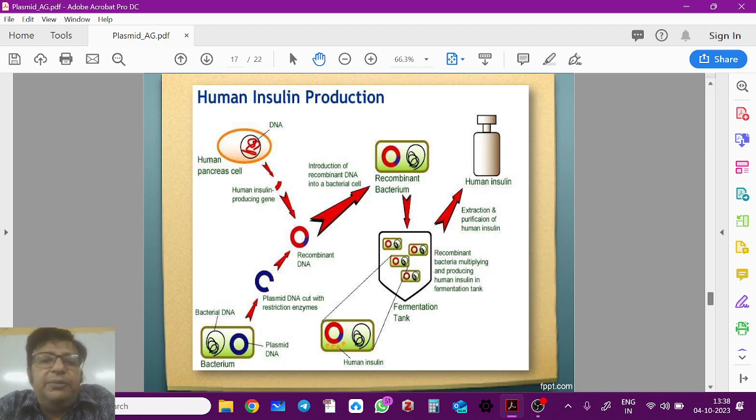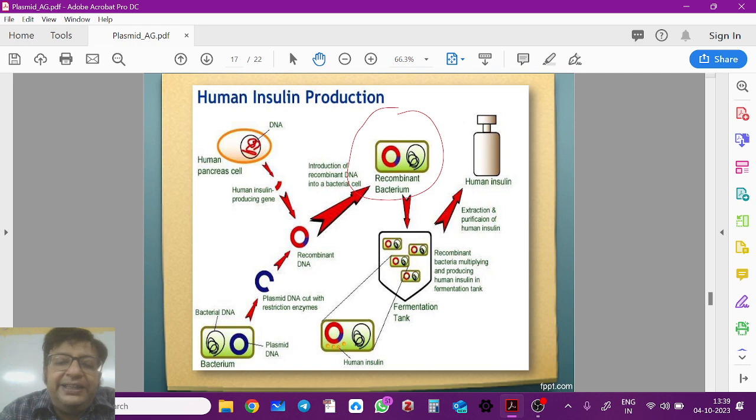You take the DNA from human pancreas and you insert it in the recombinant bacteria. Then you grow the bacteria, break open the bacteria, isolate the plasmids, isolate the protein, package and sell. Now give insulin easily like a pen, keep on giving insulin.